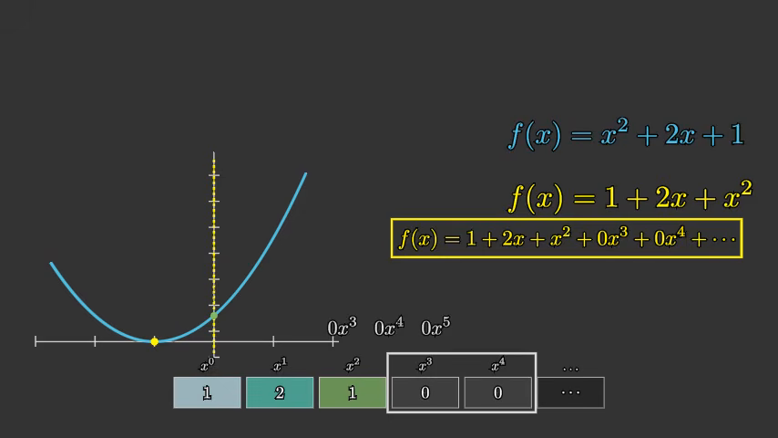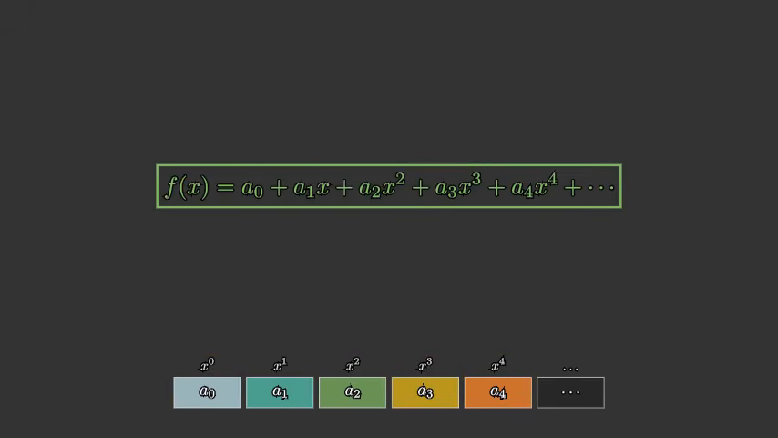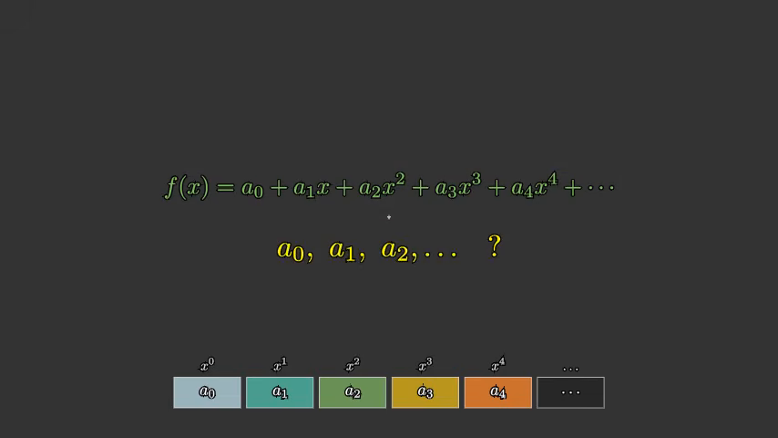Now replace the specific coefficients by names. The constant coefficient is a sub-0. The coefficient of x is a sub-1. The coefficient of x squared is a sub-2. Then come a sub-3, a sub-4, and so on. So a general function, if it can be expanded this way, has the form f of x equals a sub-0 plus a sub-1x plus a sub-2x squared plus a sub-3x cubed plus a sub-4x to the fourth, and so on.